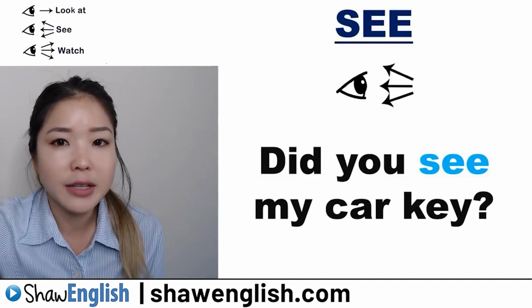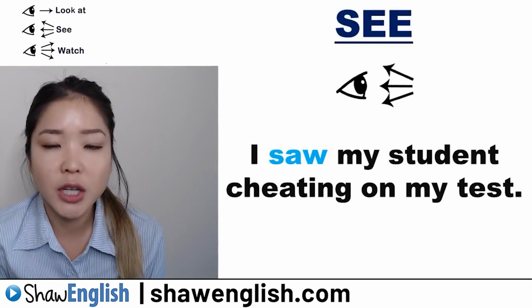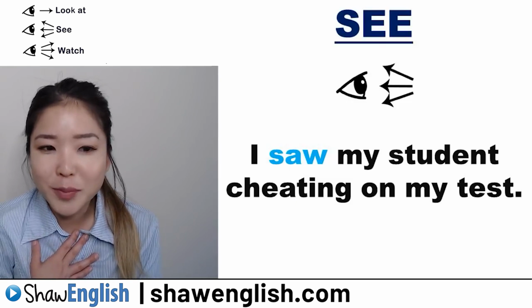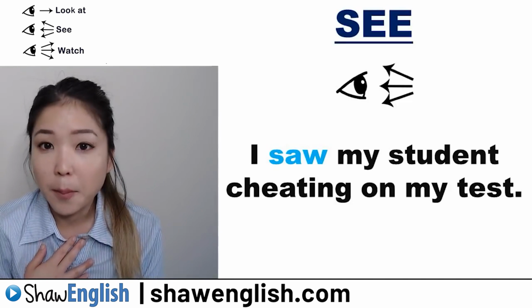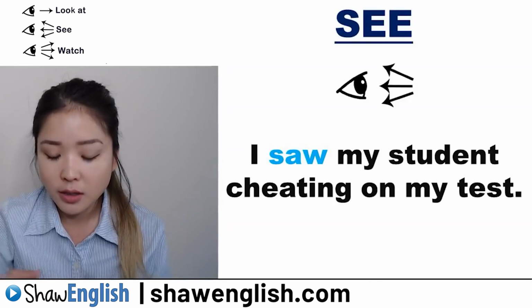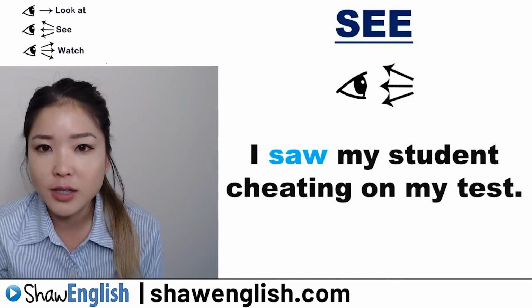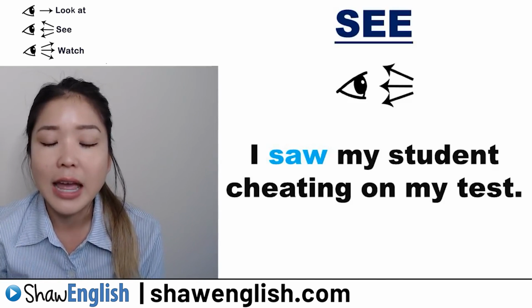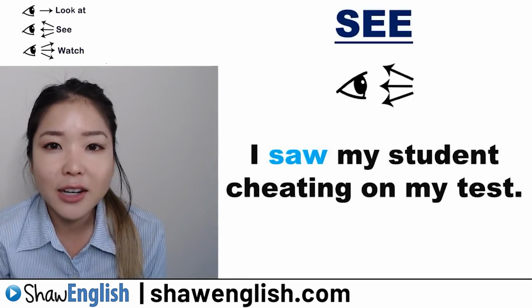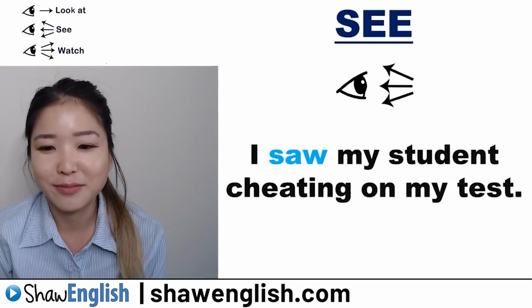Okay, and another example. I saw my student cheating on my test. I trust my students. I don't think they cheat, but maybe out of the corner of my eye, I saw my student looking at some notes or copying something. I didn't notice at first. I didn't know. I didn't expect it. And then I saw it. And you'll see here that the verb see is used in the past tense. So I used saw. Okay.